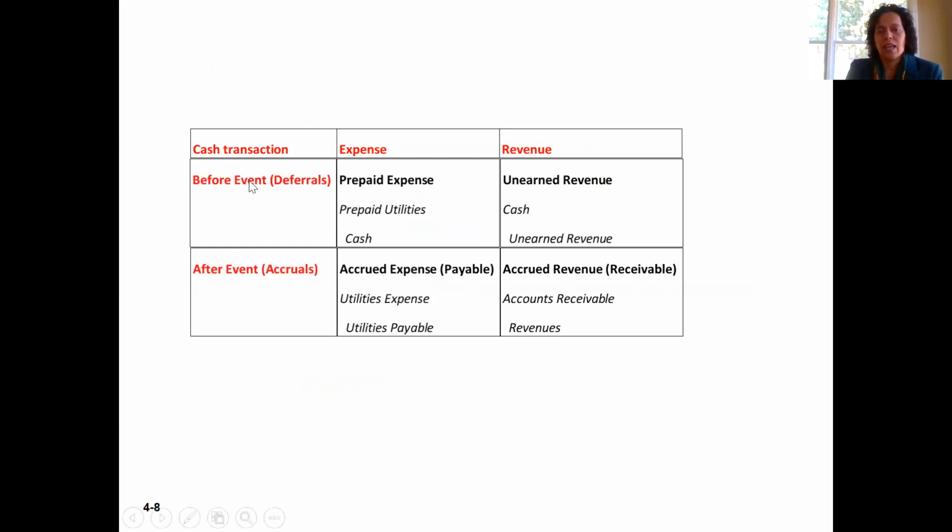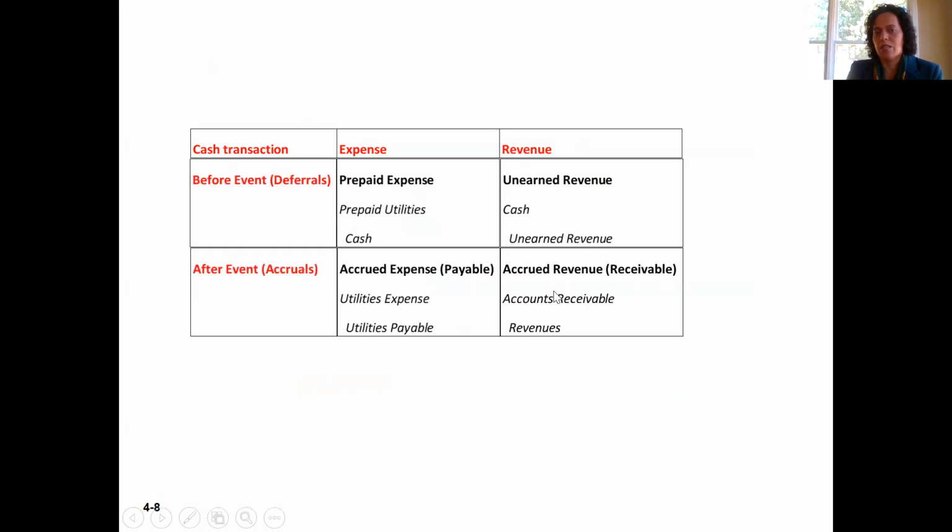Once again, if it's a deferral for the expense, I create an asset, prepaid utilities. For revenues, I create a liability, unearned revenues. If it's an accrual, accrual means I already accrued. The event has happened. I got the benefit of the expense, but I have not yet paid, so I create a liability in my books.